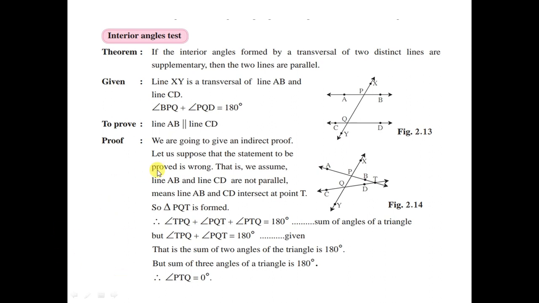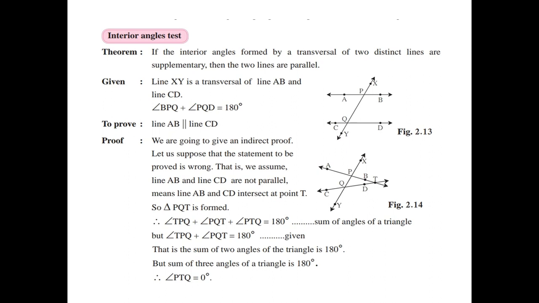Next is the interior angles test. If the angles formed by a transversal of two distinct lines are supplementary, then the two lines are parallel. We need to prove that. This is now the converse of the interior angles test. They have told us that the interior angles are supplementary, but we need to prove that the lines are parallel. So this is called the converse.